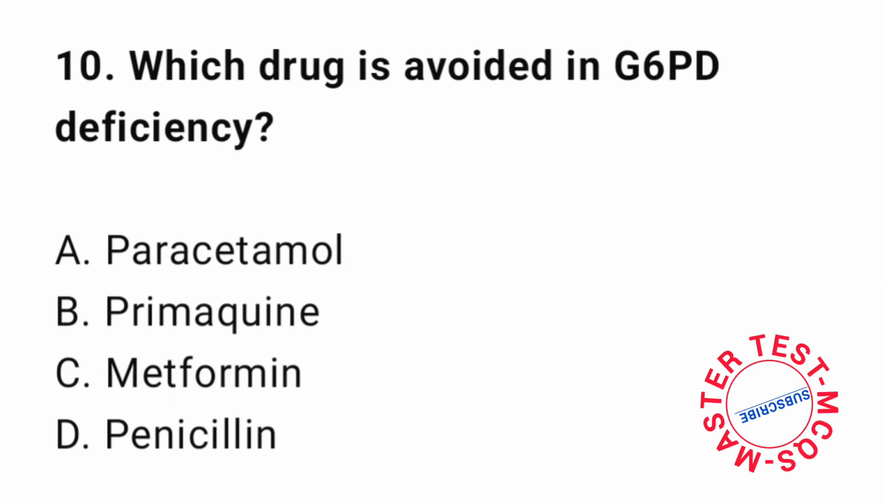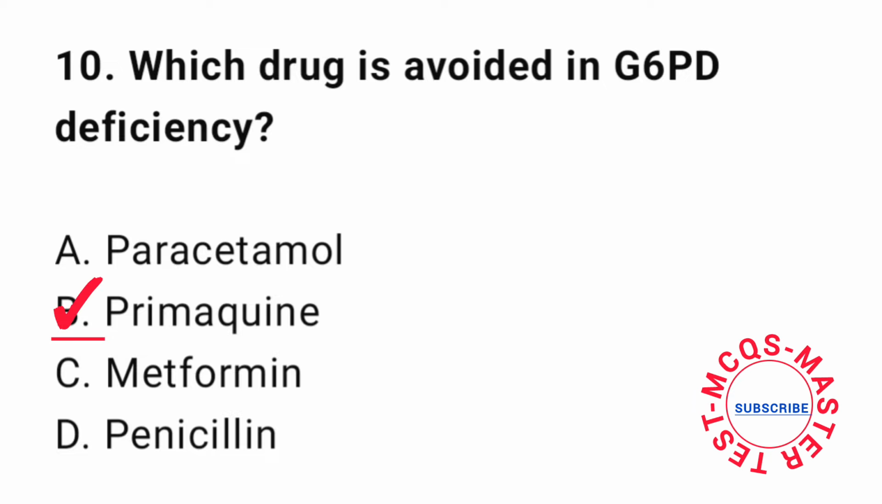Question number 10. Which drug is avoided in G6PD deficiency? The right answer is B. Primaquine.